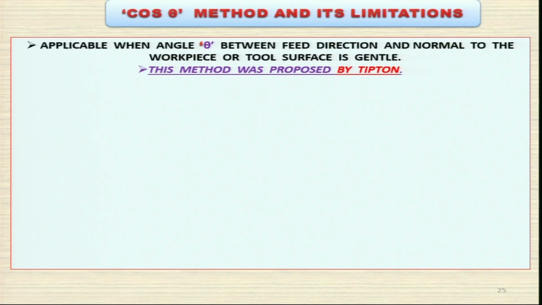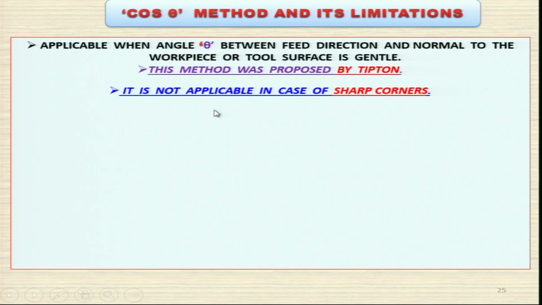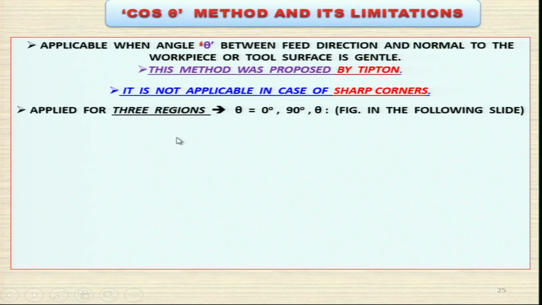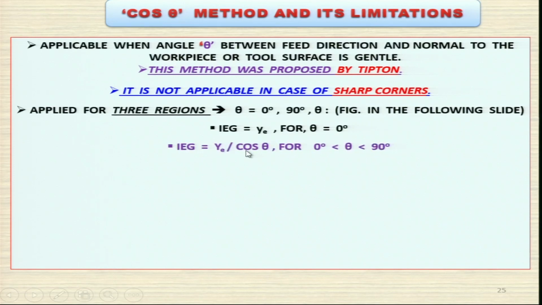Now, this cos theta method is applicable when the angle theta between the feed direction and the normal to the workpiece surface or tool surface is gentle. This method was proposed by Tipton. It is not applicable in case of sharp corners. It is applied for three regions: theta is equal to 0, 90 degree, or theta some other angle in between. Now, inter-electrode gap is by E for theta equal to 0, and inter-electrode gap is by E over cos theta for theta greater than 0 but less than 90 degree.